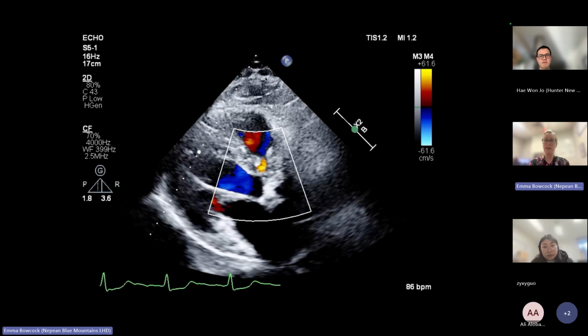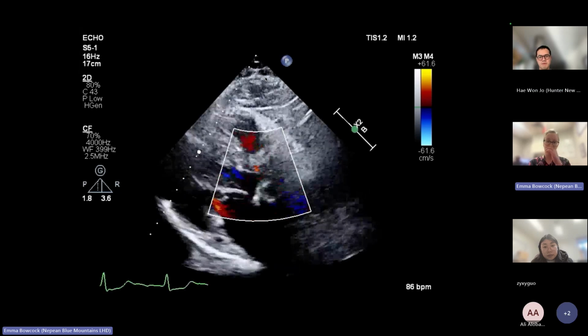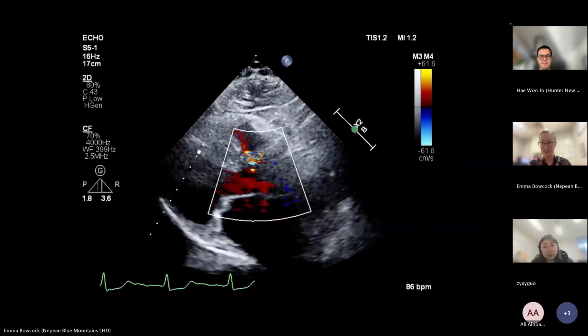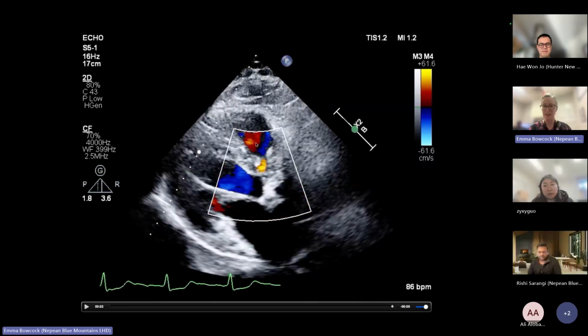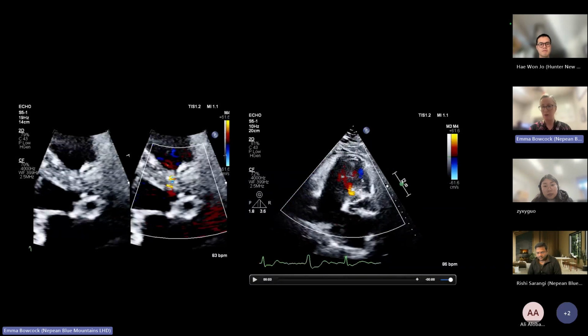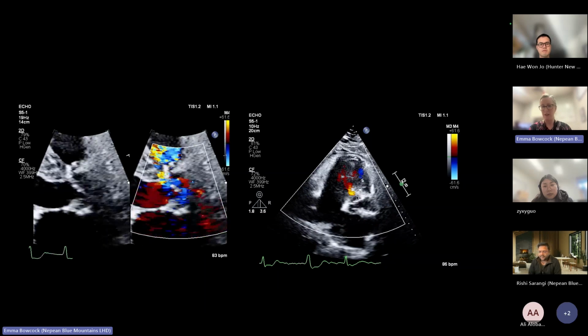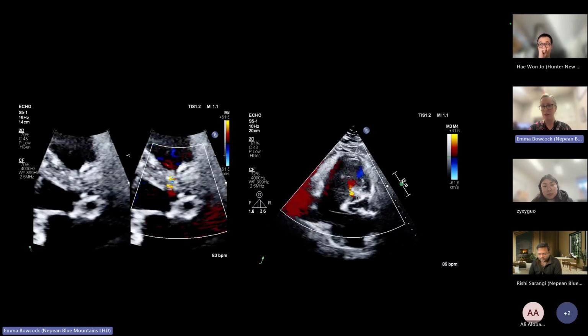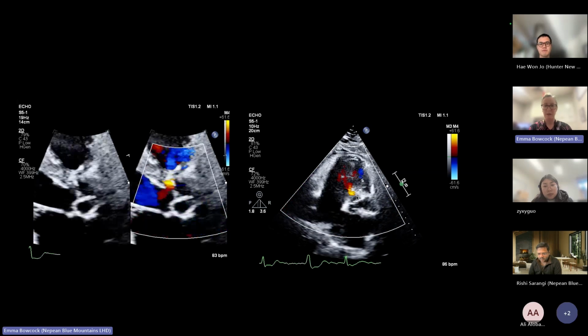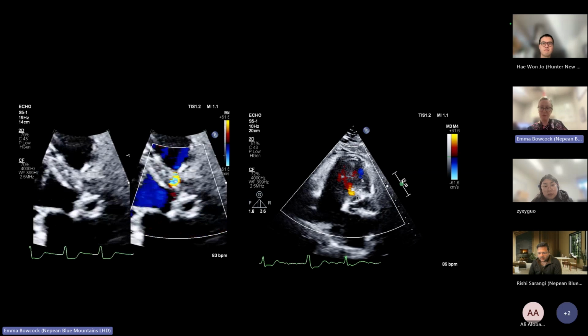Sorry, hopefully the rest of these loops will play, guys, but I've just dropped these in because they're hot off the press. You all appreciate that VSD. It's a perimembranous VSD, and you can see it nicely in the short axis being just about the 11 o'clock position, which is fairly typical for a perimembranous VSD. Cool. All right, we'll get on with some cases.